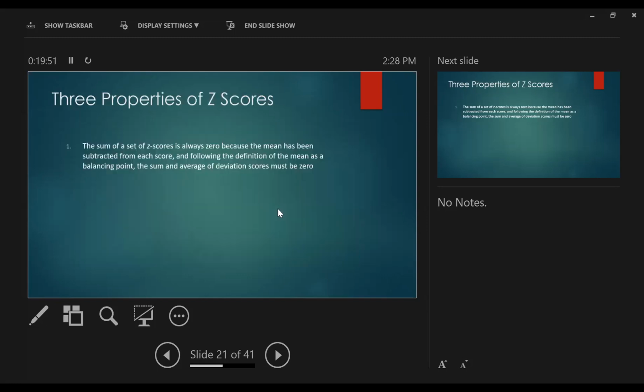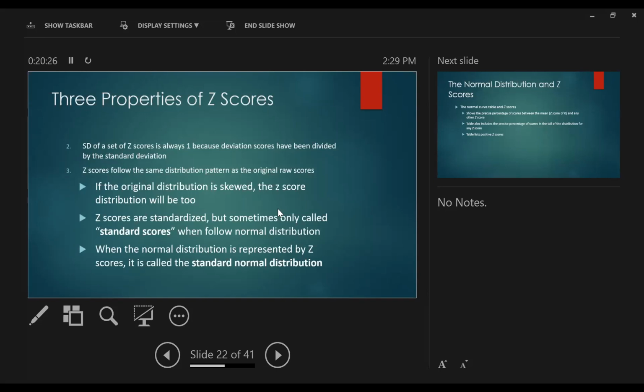So 3 things you need to know about z-scores. The sum of the z-scores is always going to be 0 because the mean is set at 0, right? So much like when we added up our column there last week, doing x minus the mean, right? You're taking it away from the mean, so whether you go above or below, it's all going to come right back to the mean. So the sum and the average of deviation scores, again, must be 0. So it all falls back on that mean or 0 point.